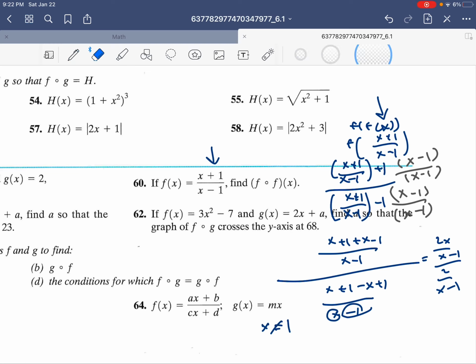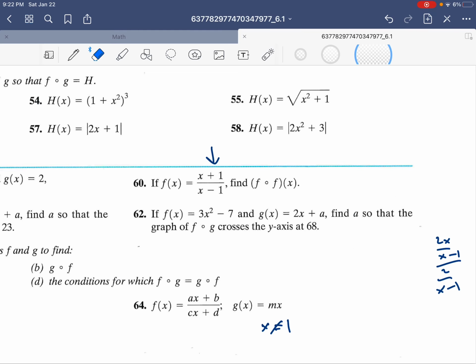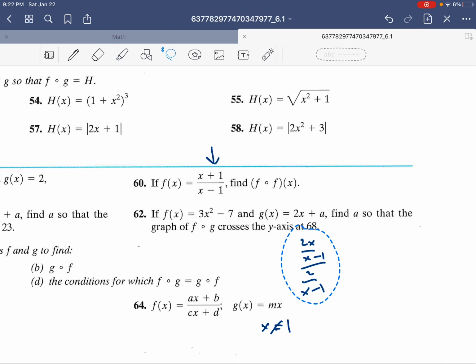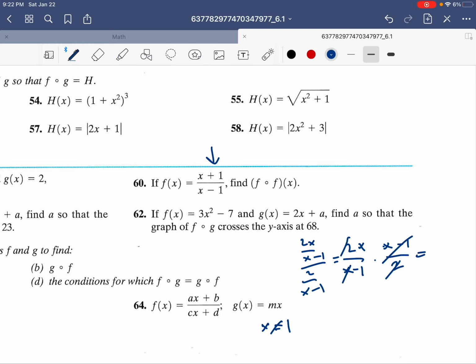Okay, so we're going to move this. We're going to continue from here to see if it leads us to anything else. So you have 2x over x minus 1 multiplied by the reciprocal, and everything cancels, so we have this, so our solution set is x cannot equal 1. And that's it.